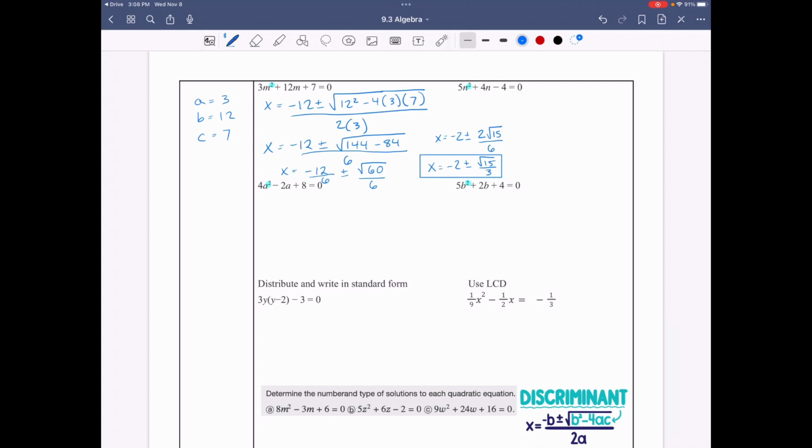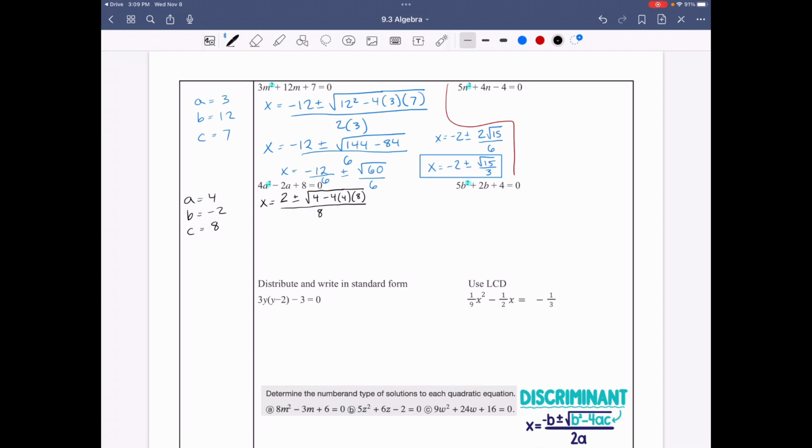All right, and we'll save this try it for later. Let's do this one down here. 4a squared, so a is equal to 4, b is equal to negative 2, and c is equal to 8. X equals negative b, so that's going to actually be positive 2, plus or minus the square root, b squared, so negative 2 squared, that's just going to be 4, minus 4a, which is 4, c, which is 8, all over 2a, so 2 times 4 is 8.